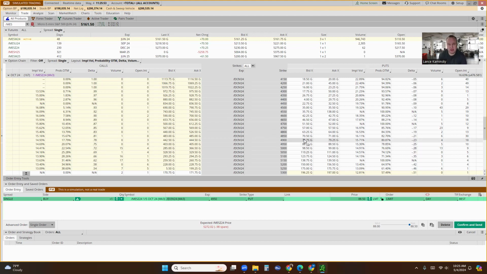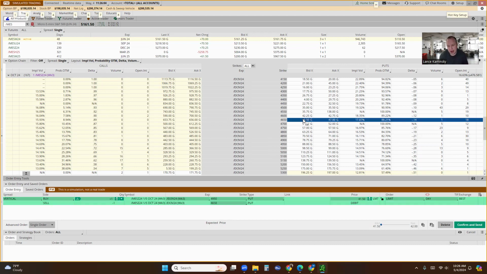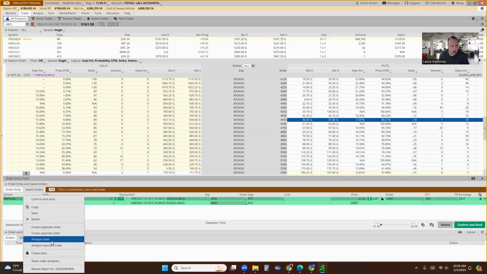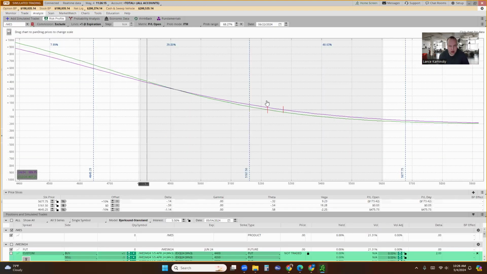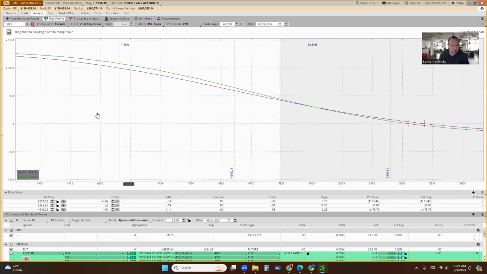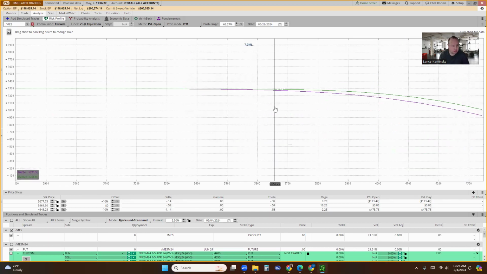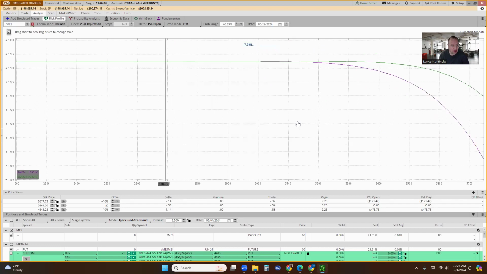Normally I'll go 50 width, but in this case we're going to go with a 300 width. You can also fiddle around with different widths as well. Control click the ask, and there's a 300 width put debit spread. If you look at the Analyze tab for just this trade, you're going to see pretty large gains here. Let's see if this makes sense. It should curve out, and the max profit should be around 1300 or so.